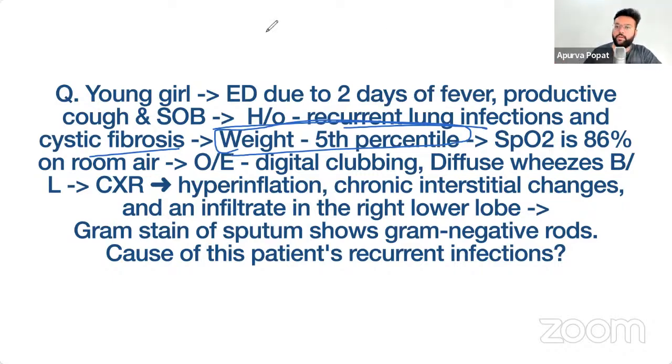Apart from that, why is this patient having hypoxia? Why is SpO2 in this cystic fibrosis patient 86% here? Because of recurrent pulmonary infection. So because of recurrent pulmonary infection, they'll have hypoxia.